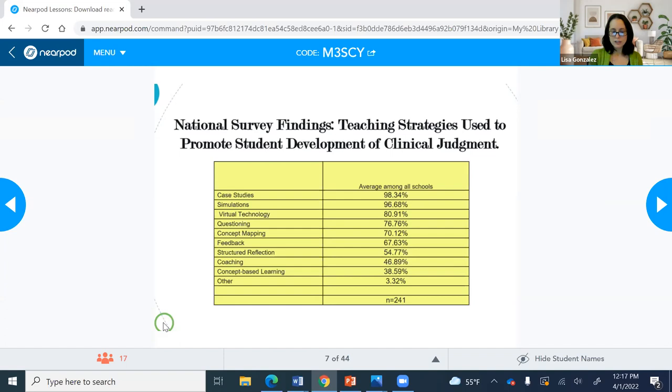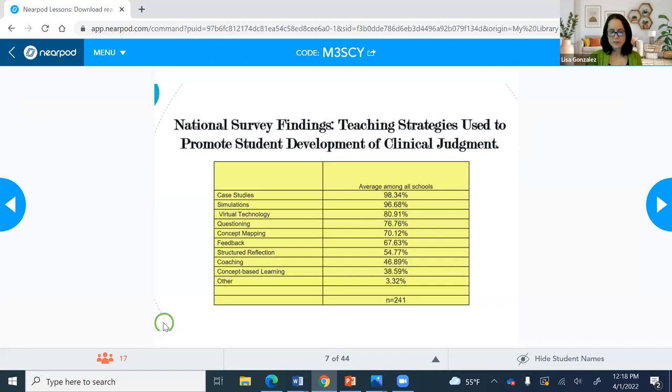But if you look here, you'll see some of the teaching strategies that were most popular, one being case studies, simulation, and virtual technologies. Now, I will say this, because it's like, wow, we're all really using virtual technology, we're in the next generation here. Yes, maybe or not. We actually completed this study at the height of the pandemic. So we were all in a position where we had to figure out virtual learning. So this is really a reflection of that moment in time.